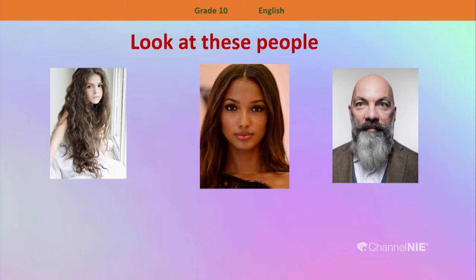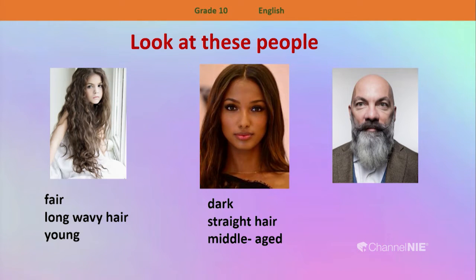Right. Now, look at these pictures. Now, you can see they are of different age groups. Yes, she is a small girl. She is fair. She has long wavy hair and she is young. The second picture. Yes, she seems to be a bit dark and she has straight hair. She seems to be middle-aged.